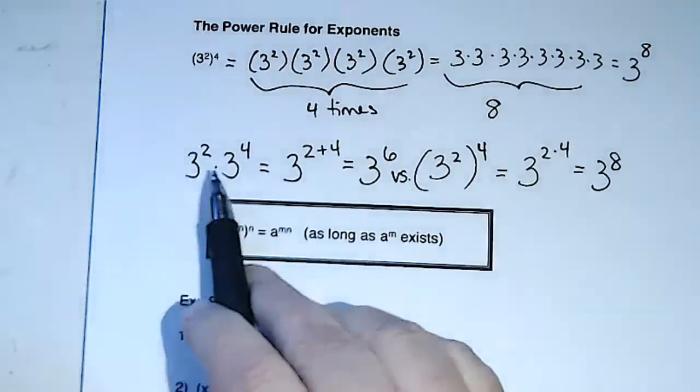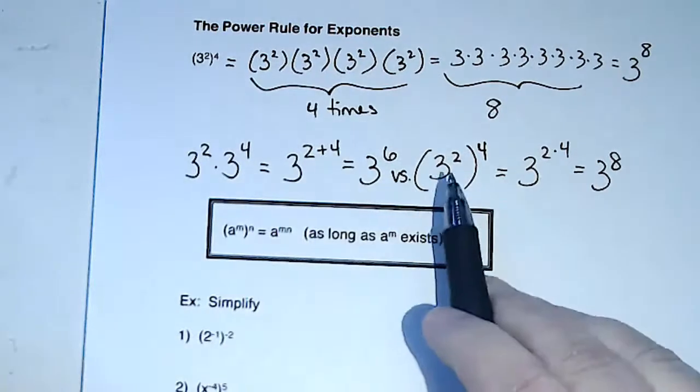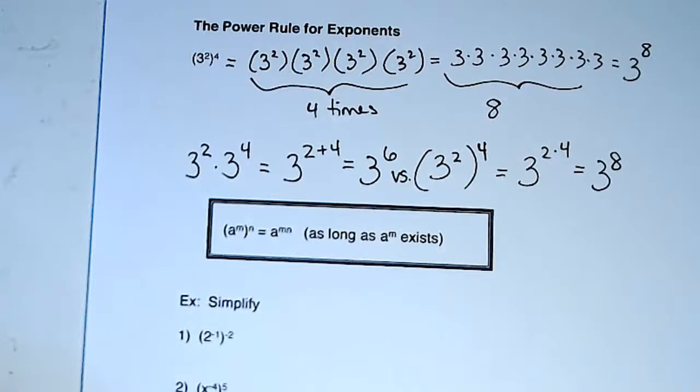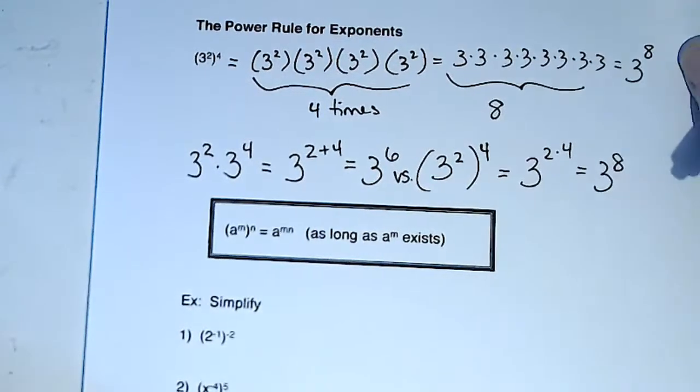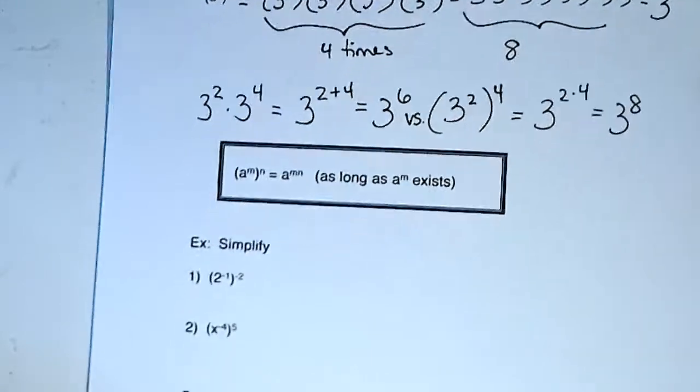So if I've got 2 3s, 2 bases, and 2 exponents, you add. If you've got 1 base and 2 exponents, you multiply. Okay, so that's a hard thing to remember, but it's really worthwhile. This is going to come up quite a lot in math.